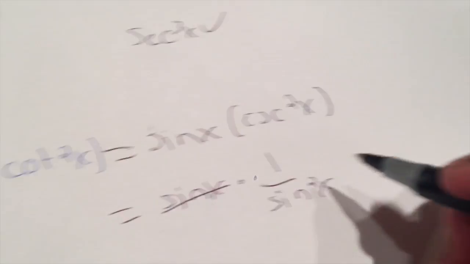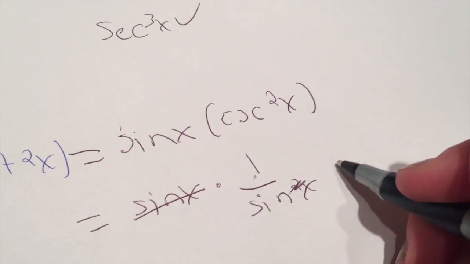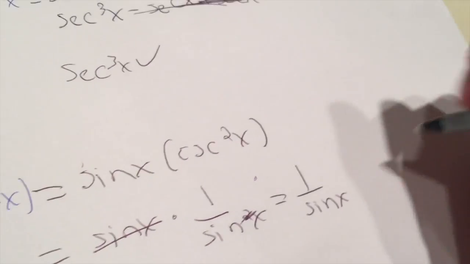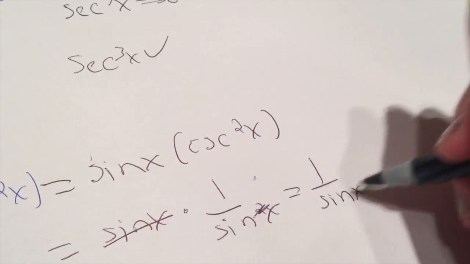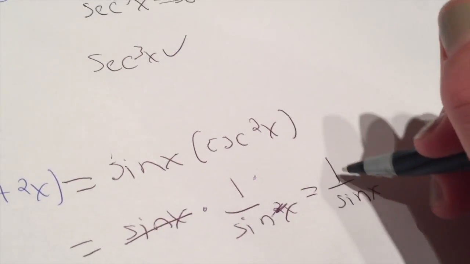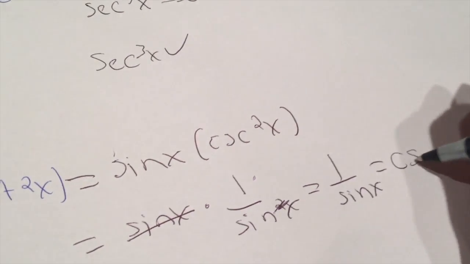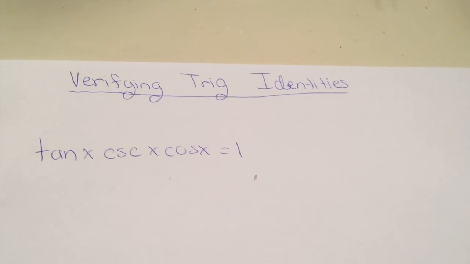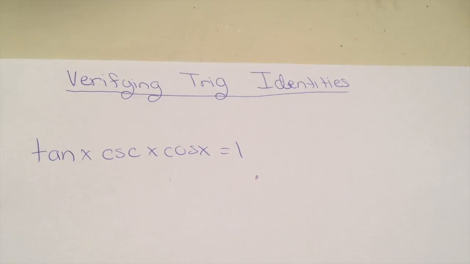And this is going to cancel out completely. The squared is going to cancel out here, and you're going to be left with 1 over sine x. But that is not all, because you can reverse the reciprocal identity and make 1 over sine x cosecant x, which is your answer. Next, we will move into verifying trig identities.